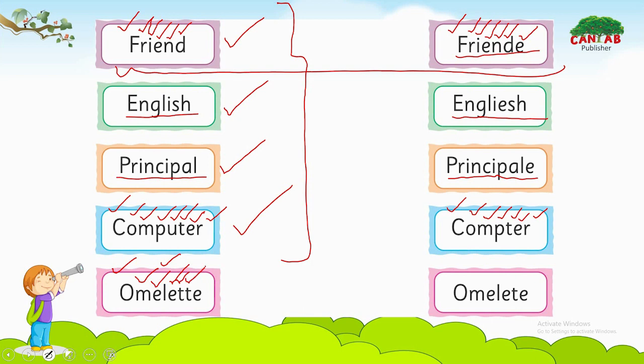O-M-E-L-E-T-T-E, omelette. And the second one is O-M-E-L-E-T-E, omelette. Which one is the right answer? Shabash, guess karein. Omelette. Omelette. The first one is the right answer.